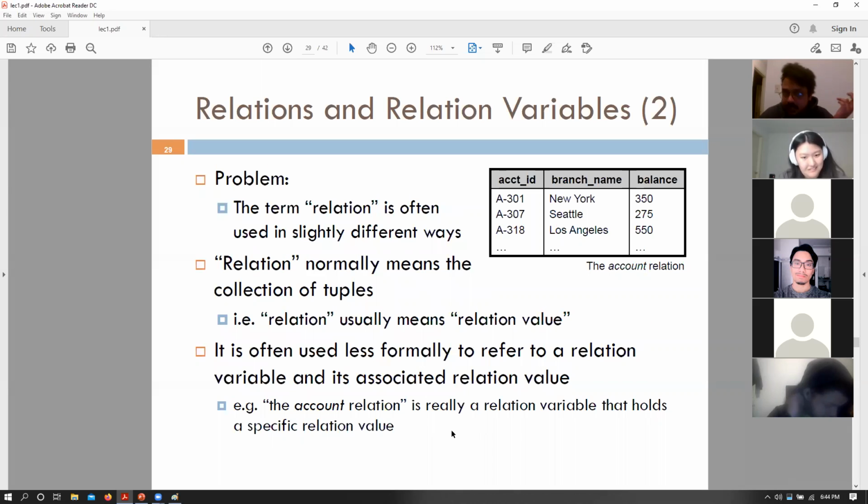Now, the problem comes when some books and some people start calling both a relation variable and a relation value by the same name, as in a relation. In general, when we say a relation, usually we mean the collection of tuples, right? The collection of rows that we have, basically the relation value. However, less formally, sometimes people also mention a relation variable, which is basically an instance of the schema. People also call that a relation as well. So the account relation is basically going to be a relation variable that holds a particular relation value.